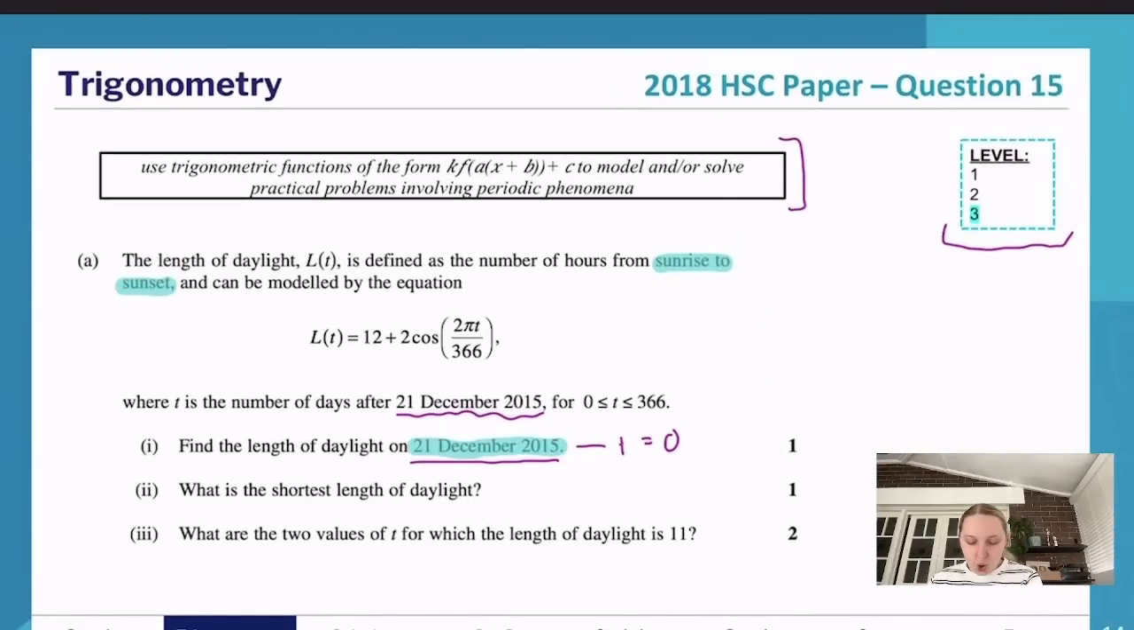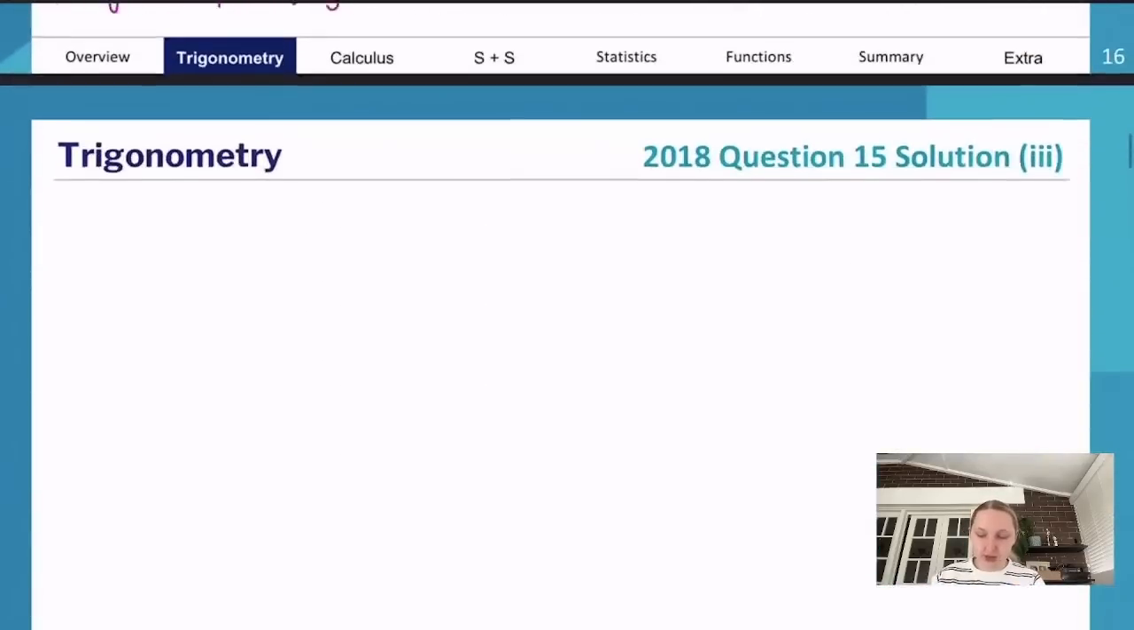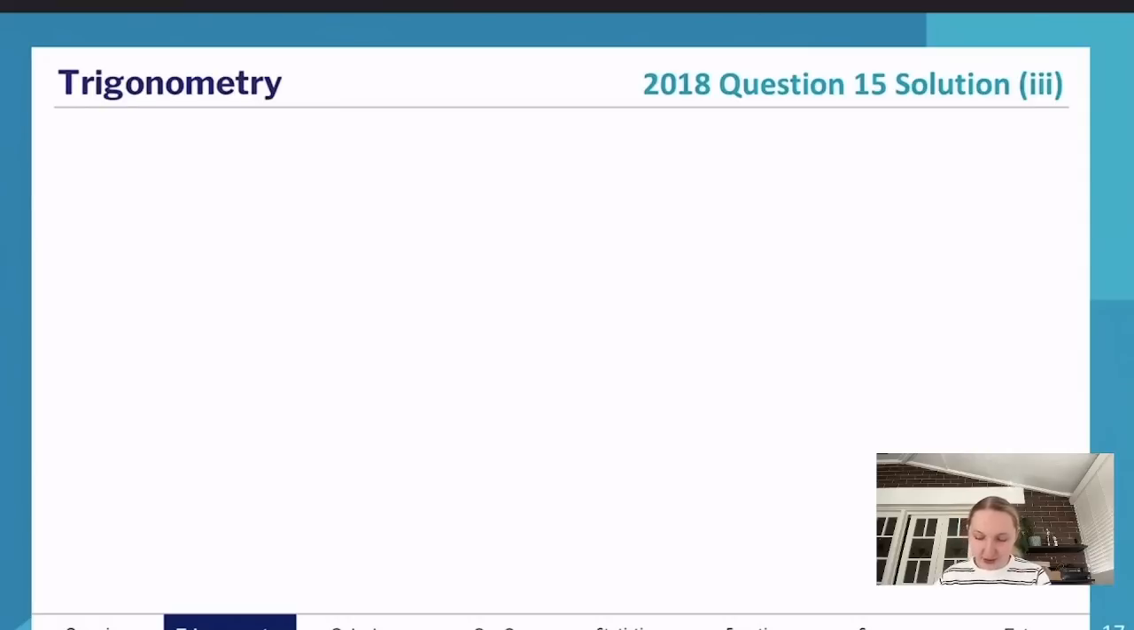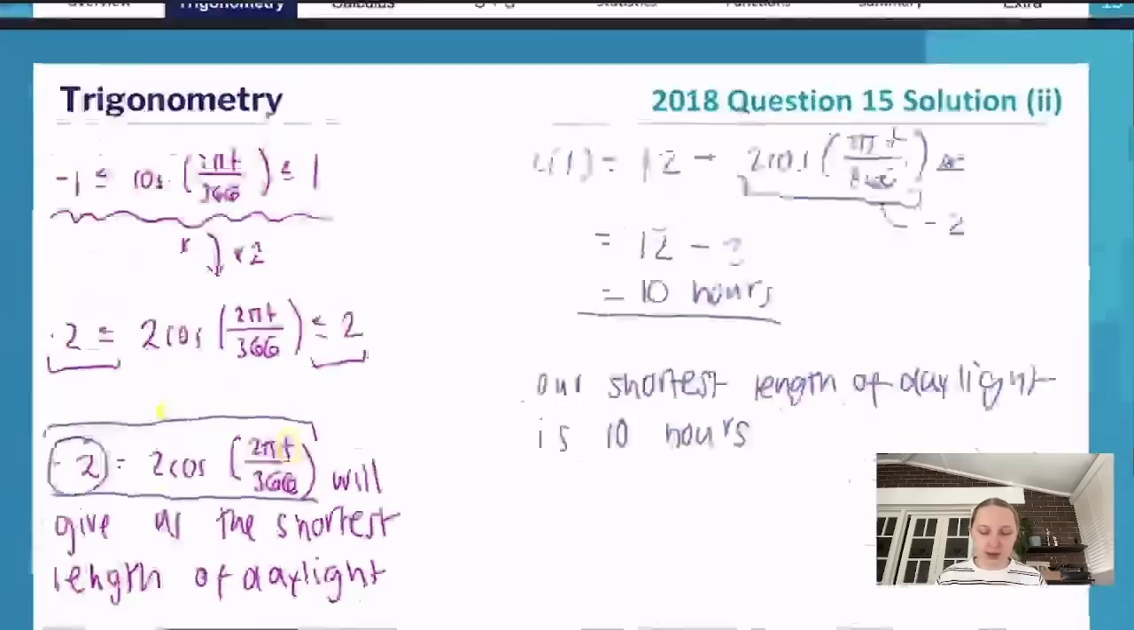And then we've got, what are the 2 values for t for which the length of daylight is 11? So again, I'm just going to give you guys a couple seconds to think about that. Okay, so, oh good, I was worried I didn't put a slide in to answer this question, but I did, so we're good.